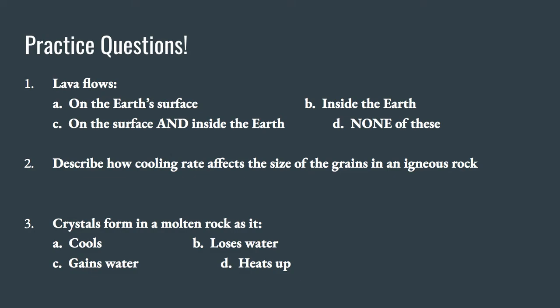All right, so a very quick practice question. Lava, where is lava? Lava is on the Earth's surface. How does cooling rate affect the size of the grains? The longer the cooling time, the bigger the grains or the bigger the crystals. Short cooling time, small crystals. Crystals form in molten rock as it cools down.